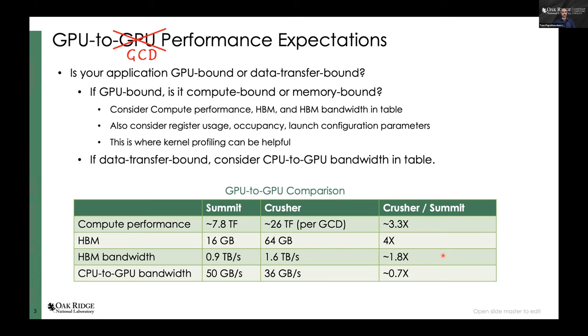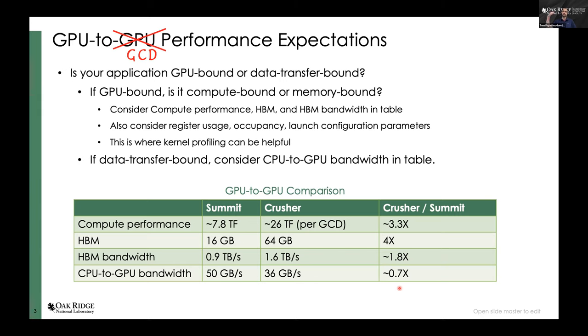Because people have asked this question at the hackathons and in tickets and that sort of thing. If you're data transfer bound, then you would want to consider the CPU to GPU bandwidth and the comparison there in the table. And you can see on Summit with NVLink, we had a 50 gigabyte per second NVLink between the CPU and GPU. Whereas on Crusher with Infinity Fabric between the CPU and GPU anyways, we have 36 gigabyte per second for the peak. And so that's only about 70% of the CPU to GPU bandwidth that was on Summit.